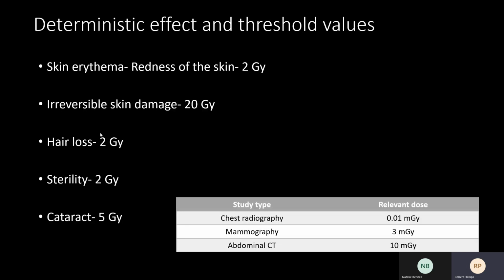But regarding the sterility, that's a deterministic effect. But if the woman is pregnant, then it will create a stochastic effect on the fetus, and then fetal anomalies and things like that. I think we should get our surgeons some lead glasses.